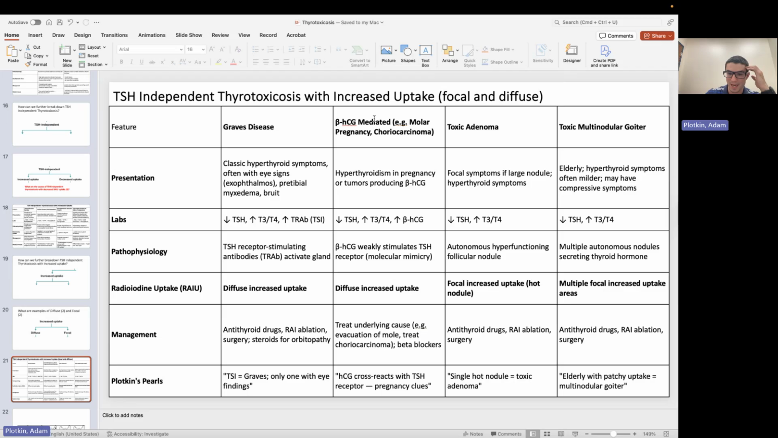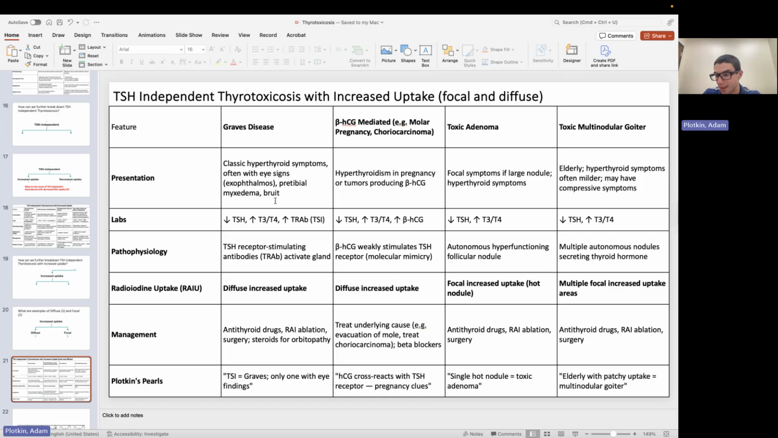So Graves and beta HCG mediated are going to be my diffuse, and toxic adenoma and toxic multinodule goiter are going to be my focal. So Graves, we classically have our hyperthyroidism symptoms, often with my exophthalmos or proptosis, because again, those TSIs go up to my fibroblasts, they bind to the TSH receptors or the IGF receptors. They cause increased production of glycosaminoglycans and push my eyes forward. We can also see pretibial myxedema. I've got a picture of that coming up. It's basically glycosaminoglycan deposition into your anterior shins, and they look very doughy.